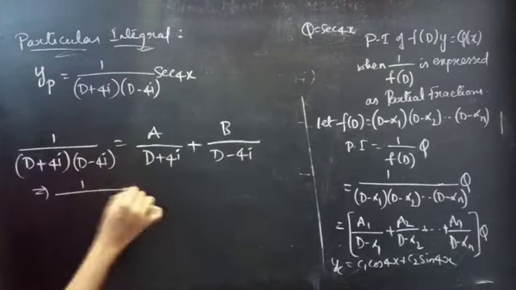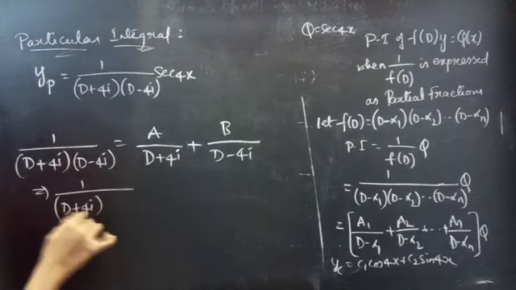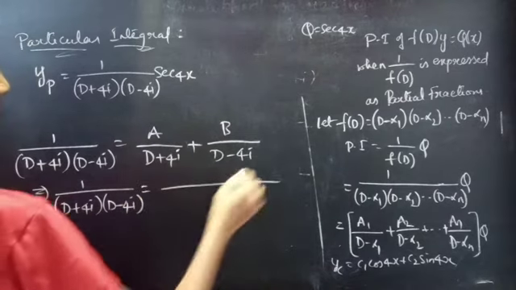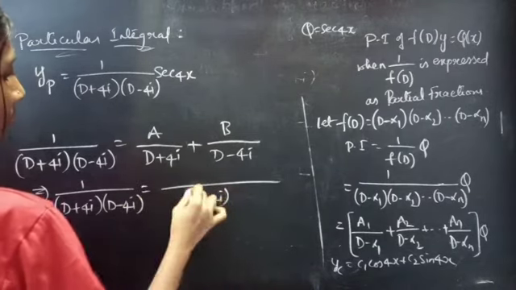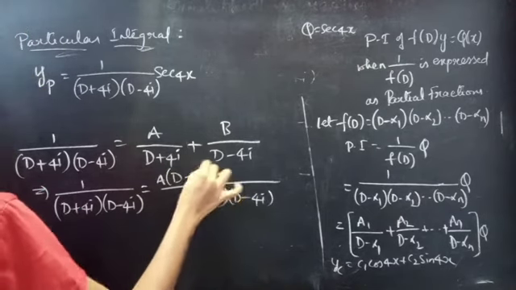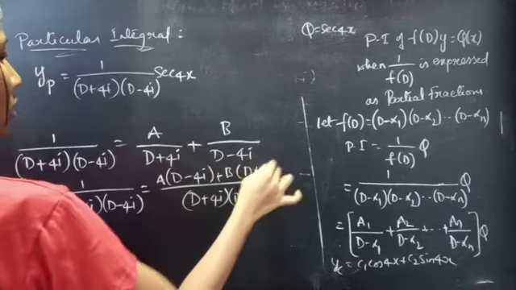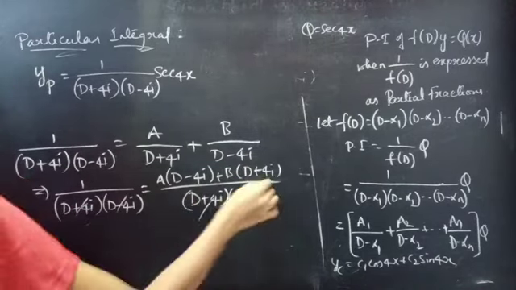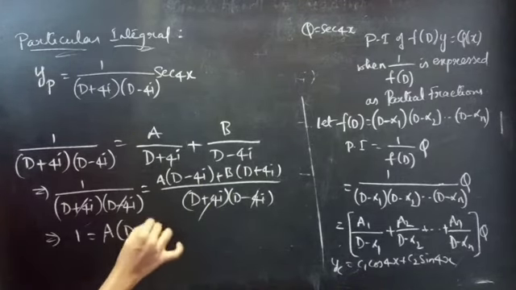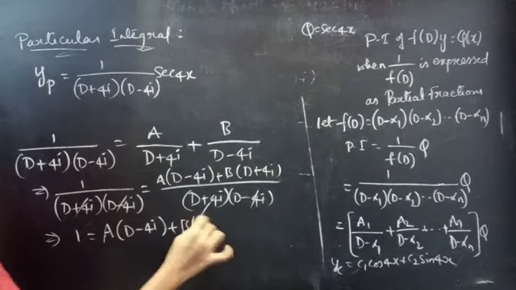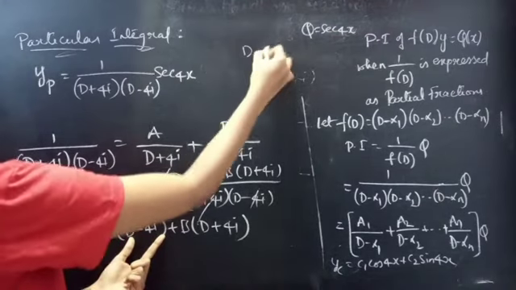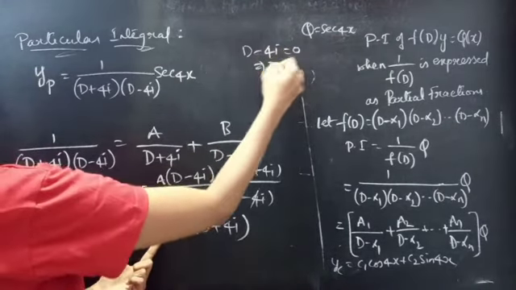From this you'll get 1 by D plus 4i into D minus 4i equals, take the LCM of D plus 4i and D minus 4i. In the numerator, you will get A times D minus 4i plus B times D plus 4i. You can cancel the denominator of LHS and RHS. You will get 1 equals A times D minus 4i plus B times D plus 4i. Now let D minus 4i equals 0. From this, you will get D equals 4i.